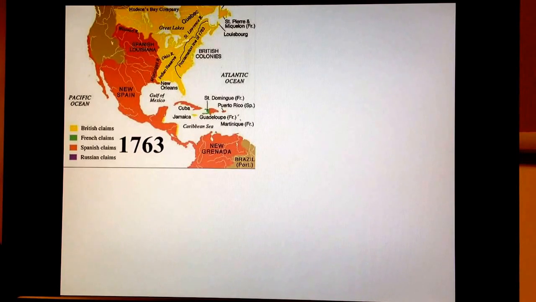This war is in Europe called the Seven Years' War, but here in America they called it the French and Indian War, because the British colonists who lived in America were fighting the French and the Indians, who had allied with the French. Okay, so when the French are defeated, the British now controlled the land, as you see on the map there, all the way out to the Mississippi River.